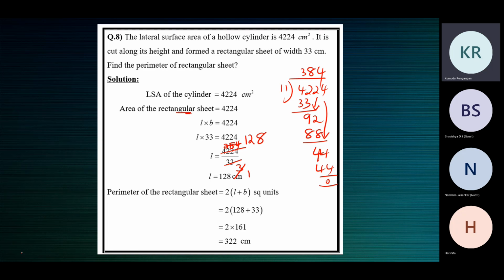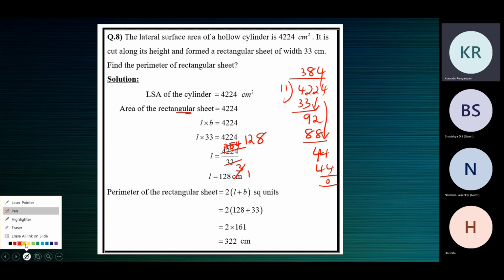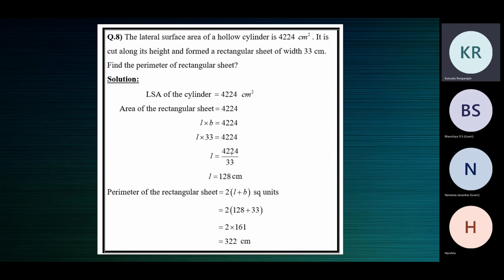So like this, you'll have to cancel. That cancelling, I cannot show here, that simplification part. That's what I explained now. So first you simplify by 11 and then by 3, or first by 3 and then by 11, you get 128. So now you know the length of the rectangular sheet.